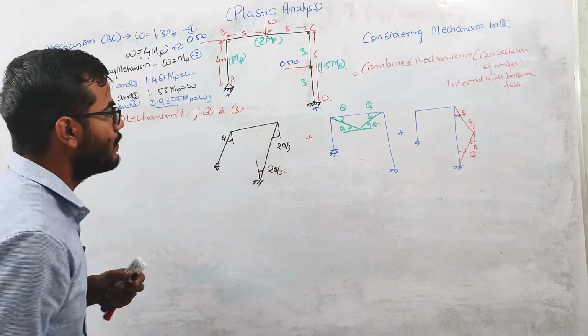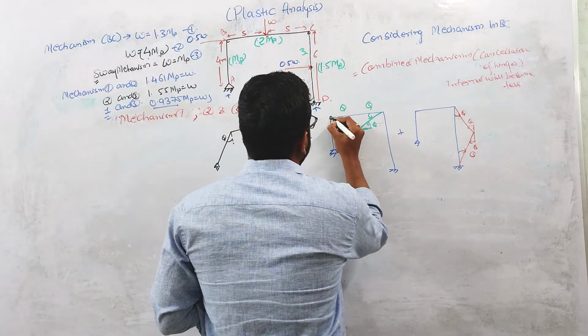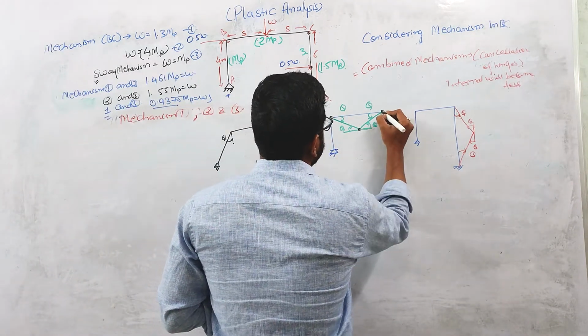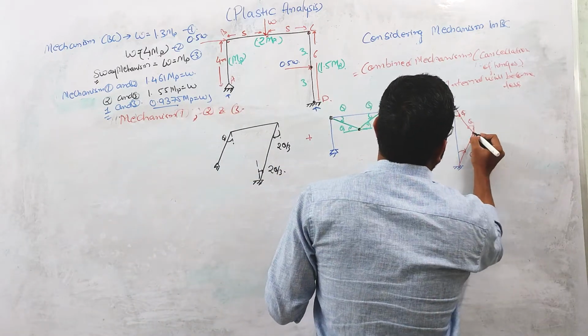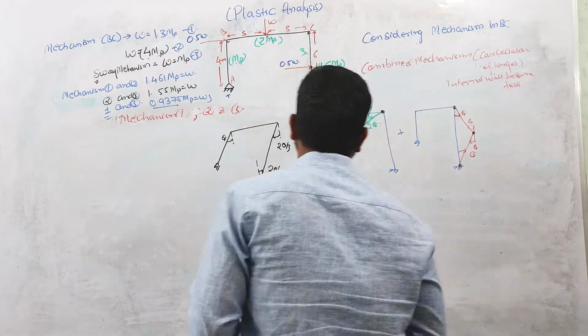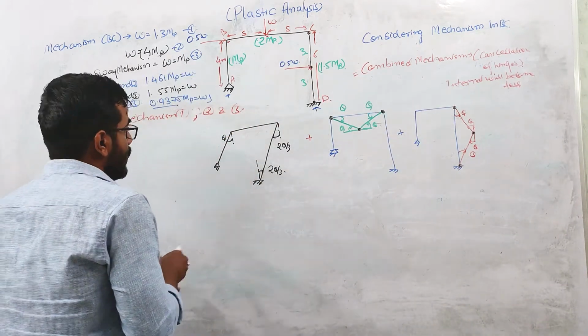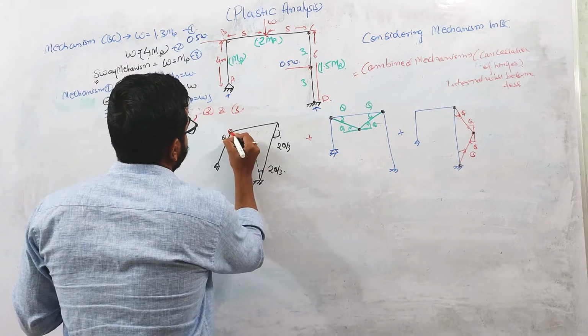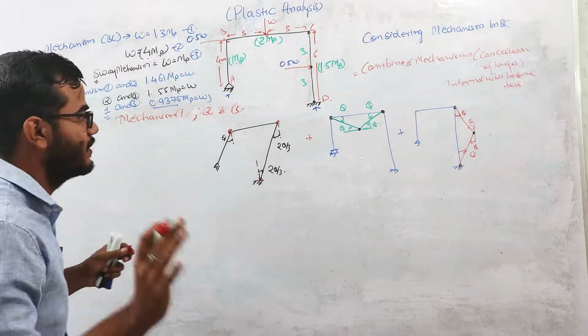Right? Now, we know that in the beam mechanism, the plastic hinges are forming at this point B and this point C. In the beam mechanism in this column, the plastic hinges are forming at this point and this point, right? In the sway mechanism, the plastic hinges are forming at points B, C and D. This thing we have already discussed, right?